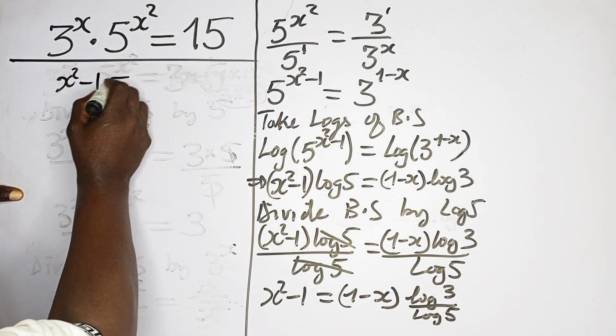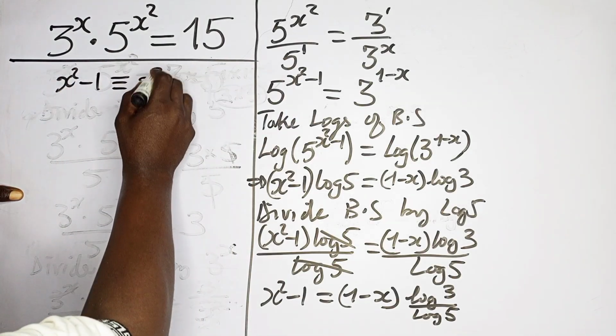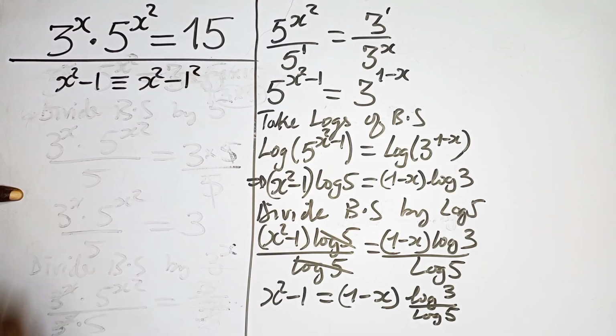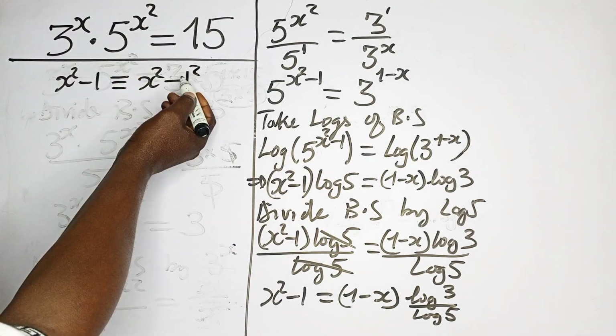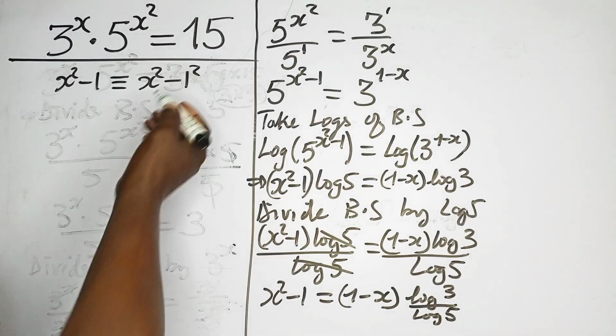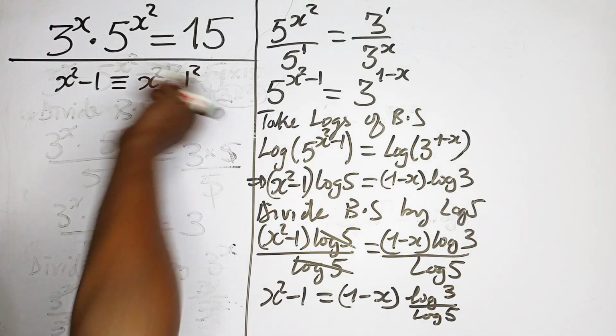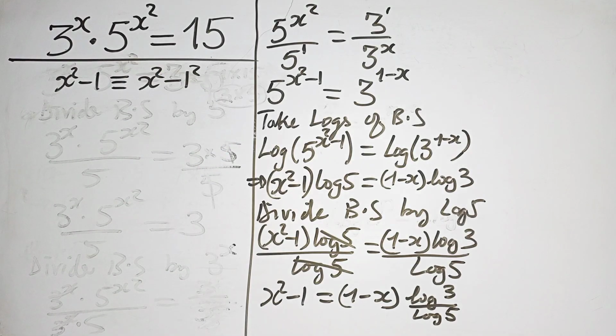x squared minus 1 can actually be written as x squared minus 1 squared. 1 squared we know is the same as 1, but we're writing it in this manner in order to see the difference of squares. It's actually a difference of squares written in a disguised form. So here we can now apply the difference of squares identity.